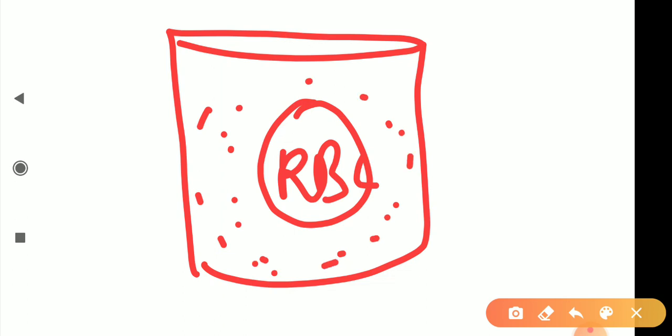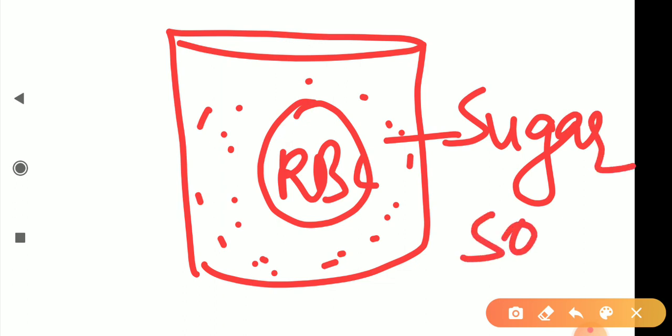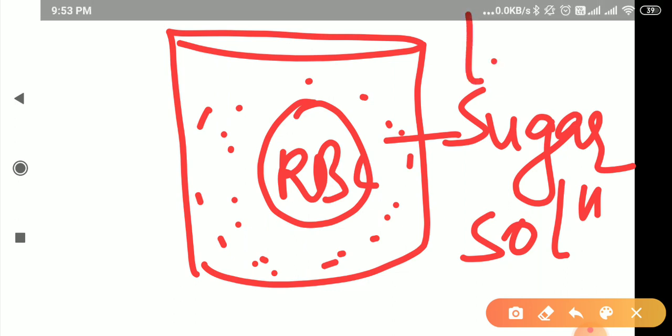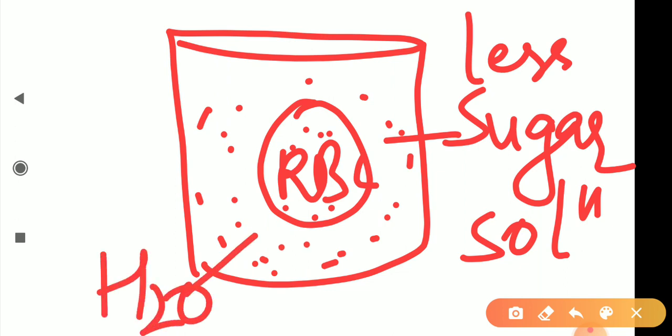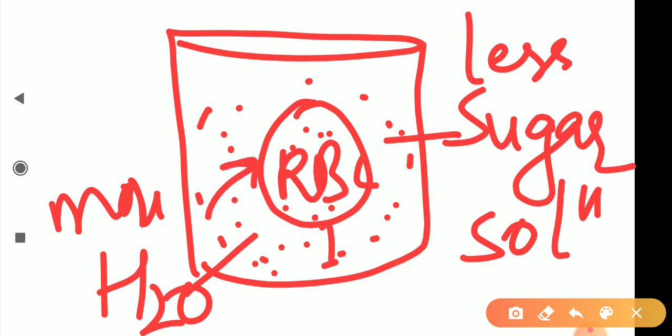This solution is containing, we can say, sugar. This is a sugar solution. Now the sugar solution is less concentrated compared to the inner one. The amount of glucose inside the RBC is more compared to outside the cell. It means the water is more outside. It is a less concentrated solution, so obviously there is more water. So as per osmosis, the water starts moving into the cell.